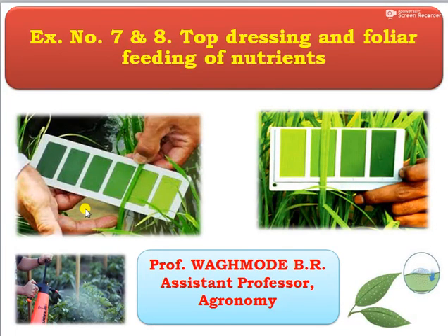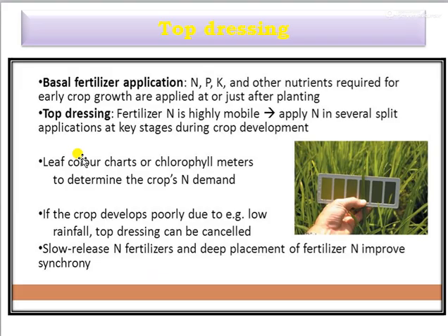Today we can see the exercise on top dressing and foliar feeding of nutrients. First of all, you can see the top dressing. The concept of top dressing is the application of nitrogenous fertilizers in between the standing crop, in between the rows of crops.